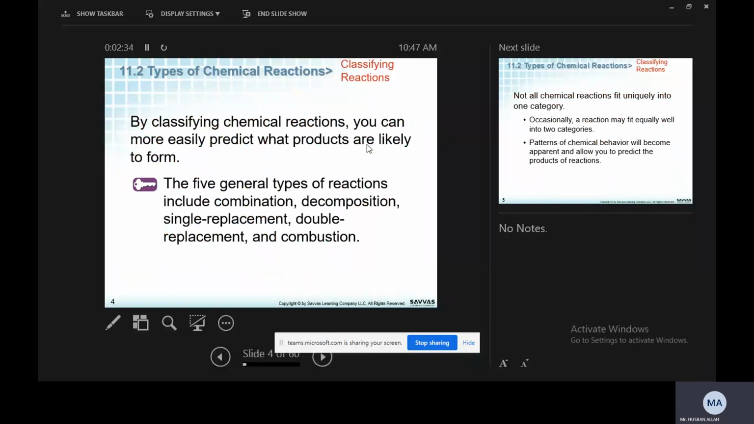The name combination, look, you are going to combine something, right? Combining A plus B will give you AB, right? Combining sodium and chlorine gives you sodium chloride, the combination reaction, in which you are going to combine two things. Decomposition is the opposite of combination, in which you are going to split something into two or more, right? Separating, or decomposition, right? Then single replacement or displacement reaction, and double replacement or displacement reaction.